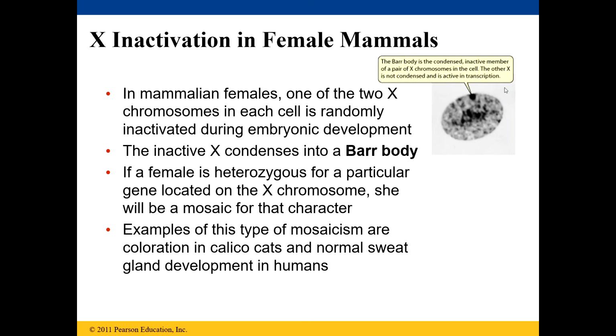Because a male only needs one X, a female only needs one X, so she's got an extra one. So it's a matter of chance which one of those X's is turned on and which one is turned off. And as a result, she can have a mosaic pattern, especially if there's a faulty X involved, that can affect all different kinds of things, from coloration in calico cats to sweat glands in humans.